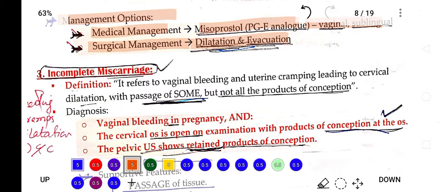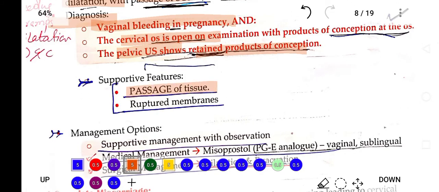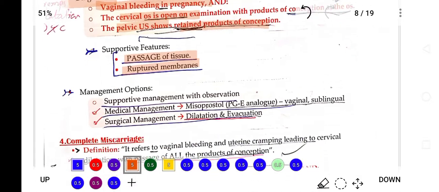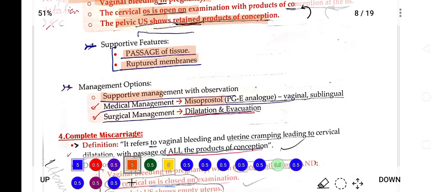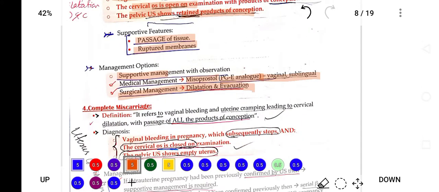And another is incomplete miscarriage. Incomplete miscarriage is a type of miscarriage with vaginal bleeding and uterine cramping leading to dilation and passage of some but not all products of conception. It is diagnosed by vaginal bleeding and an open cervical os, and ultrasound will show retained products of conception. That is why it is known as incomplete miscarriage. Passage of tissue will be there with rupture of membrane. Now it is managed by supportive treatment, by misoprostol and prostaglandin analog, vaginally or sublingual, surgically by dilation and evacuation, because there is incomplete loss of products of conception.